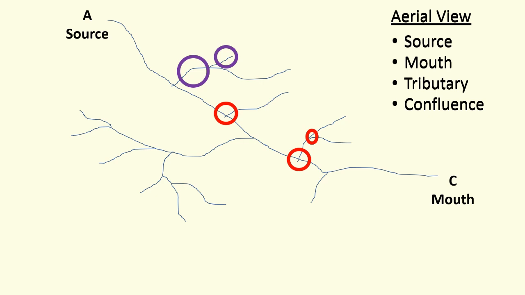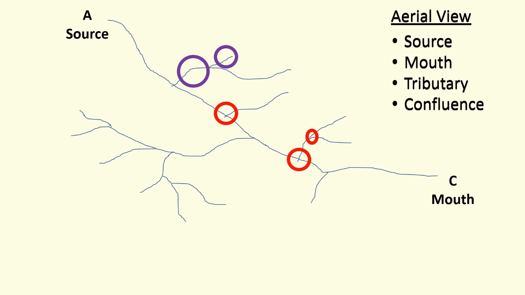Okay, so if you have a look at it, I've put A, that's where the source is. This is where the river starts, and it flows all the way down to C, which is the mouth, and that's where the river usually is going to the lake or the sea. Okay, all rivers are going down to sea level. They don't always make it to the sea, but they're always going towards it and towards sea level.